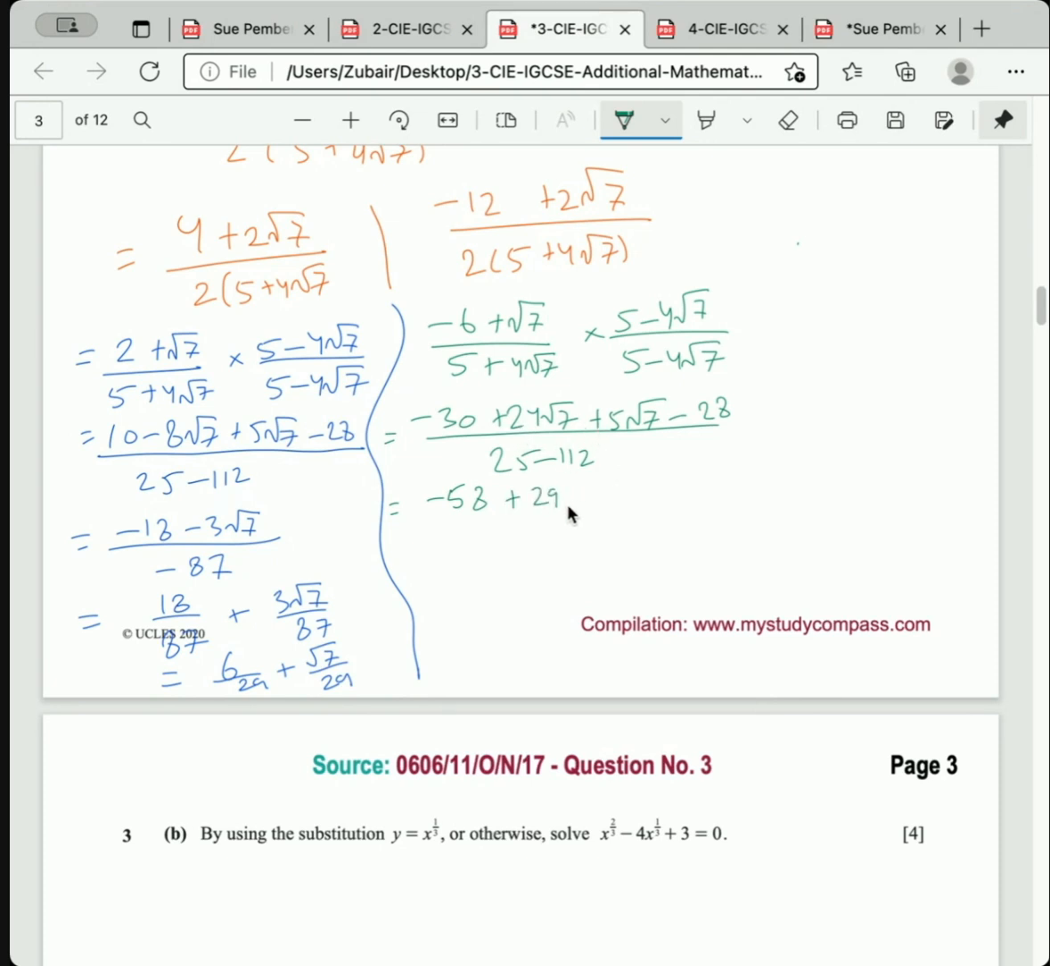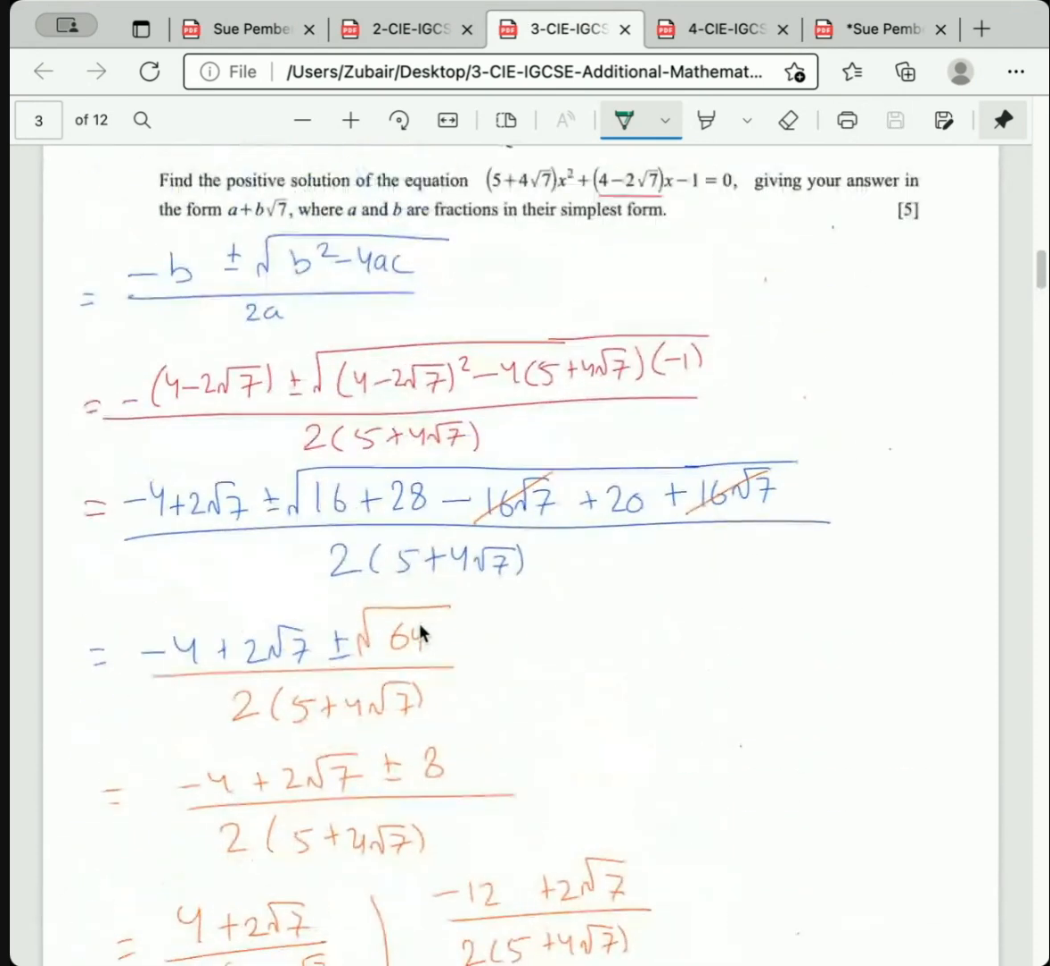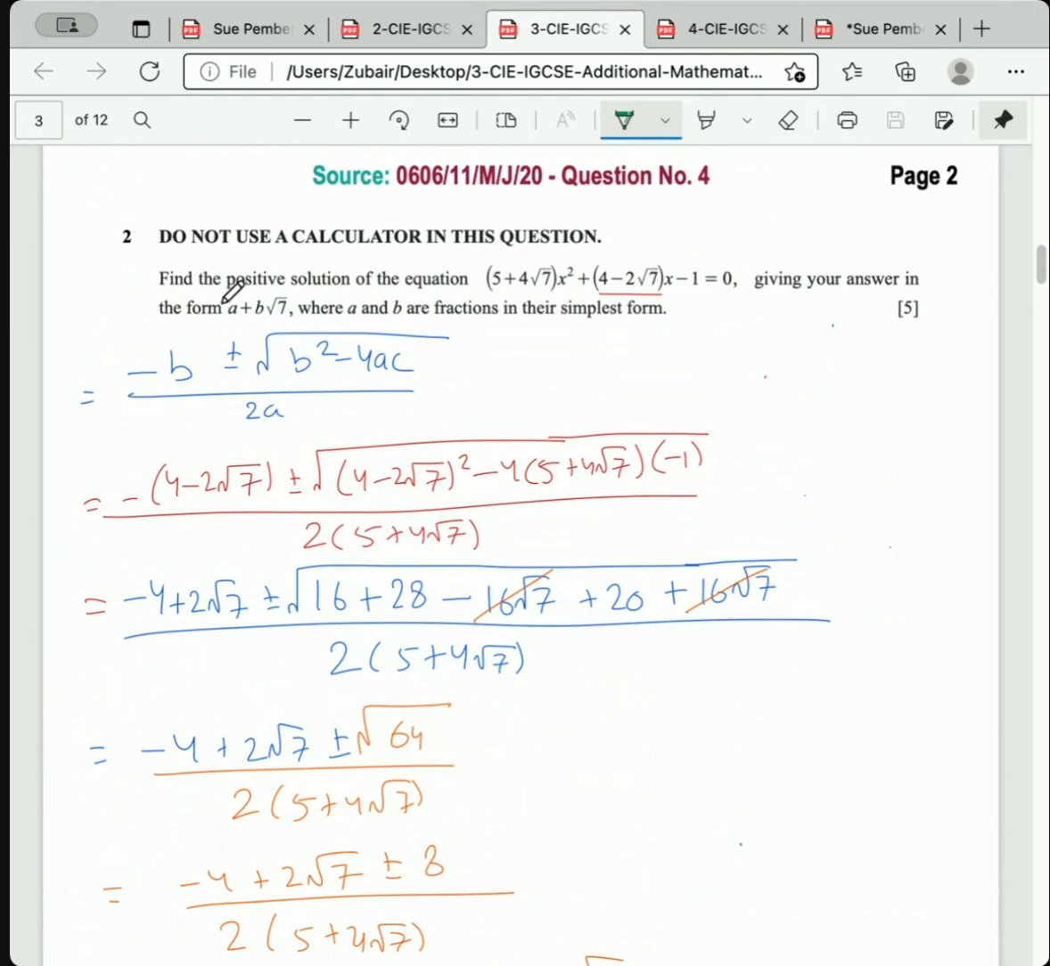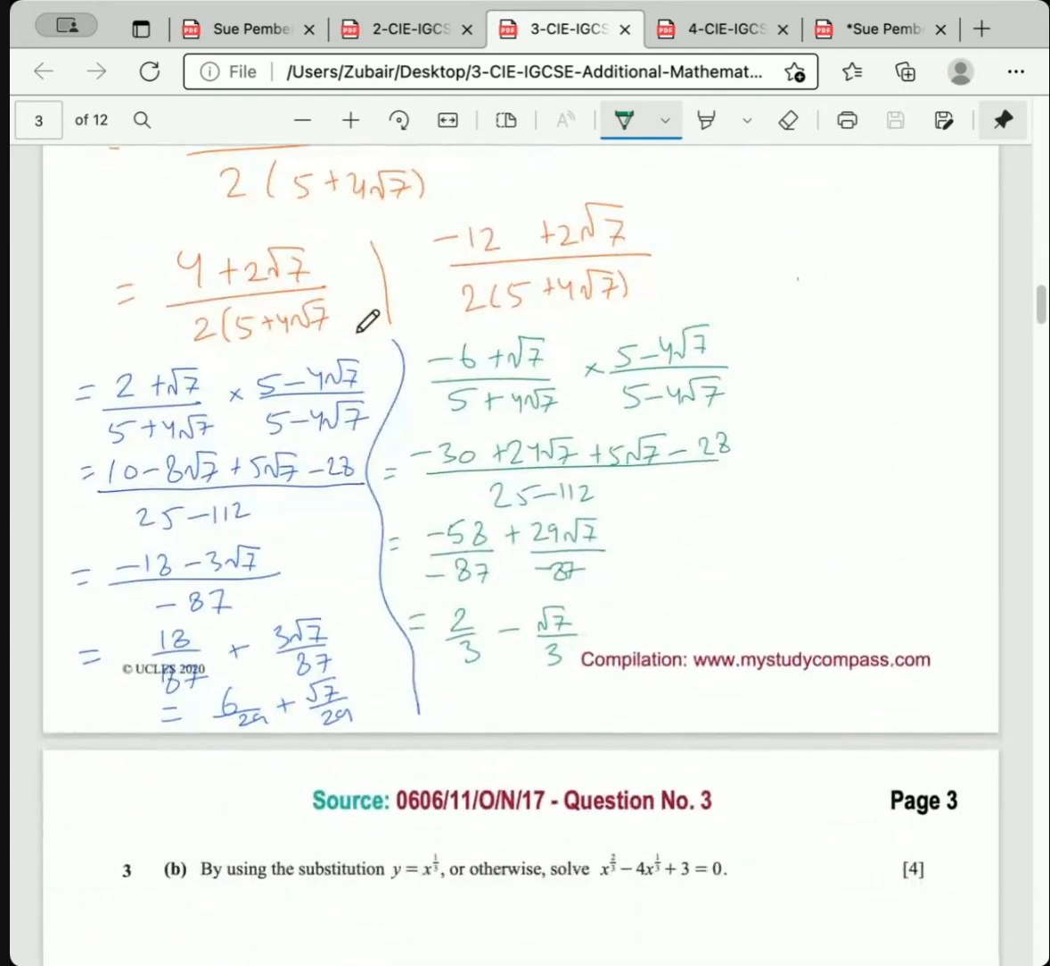Plus 29 root 7 divided by negative 87, negative 87. 58 divided by 87 is 2 by 3. And 29 divided by 87 is 1 by 3. So the answer in the form a plus b root 7.